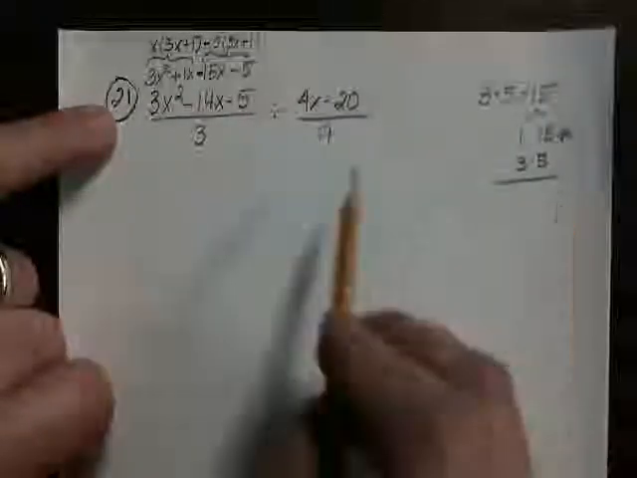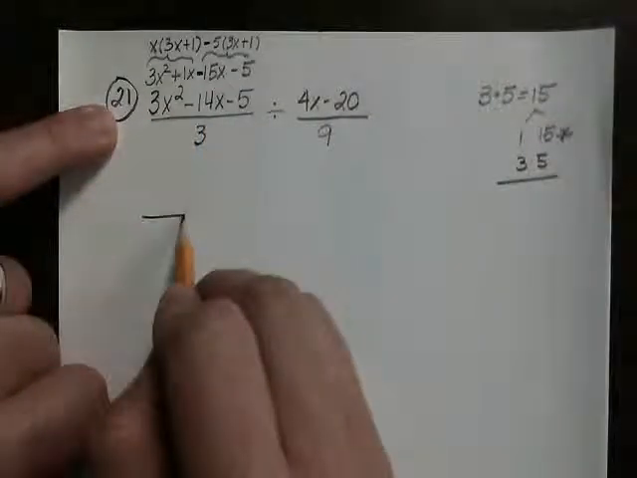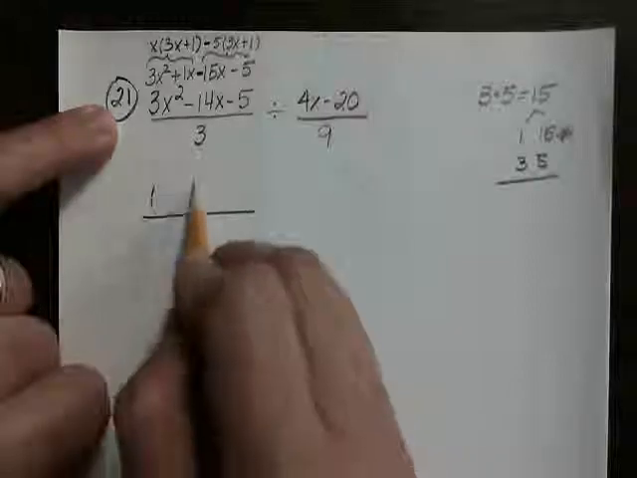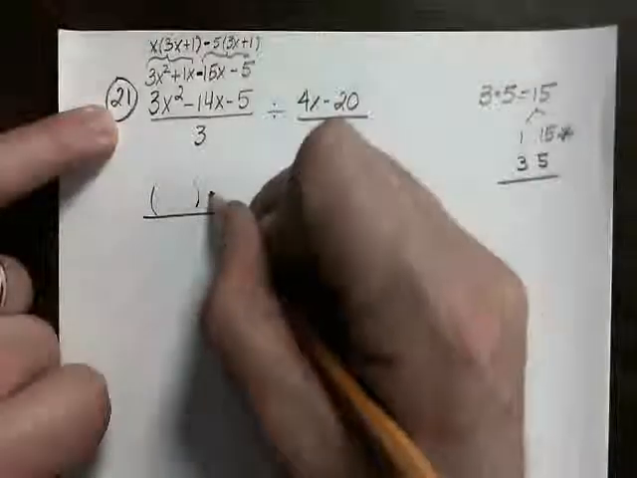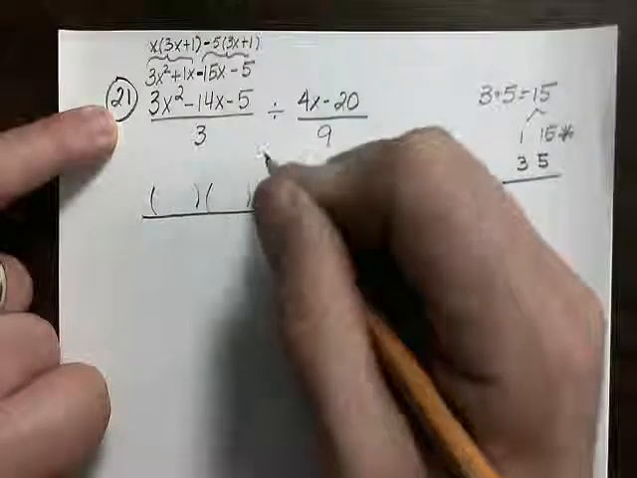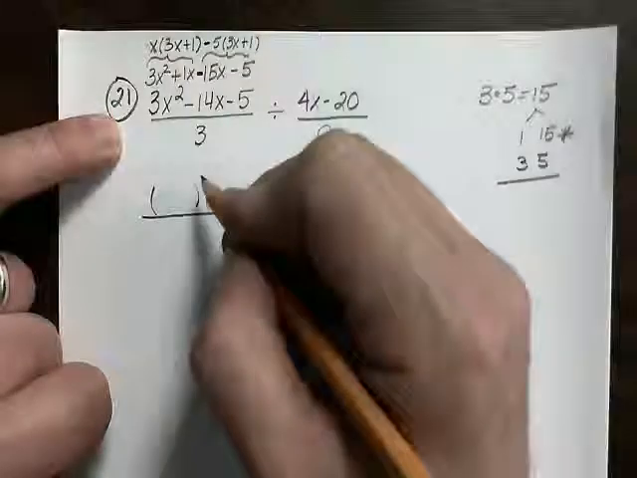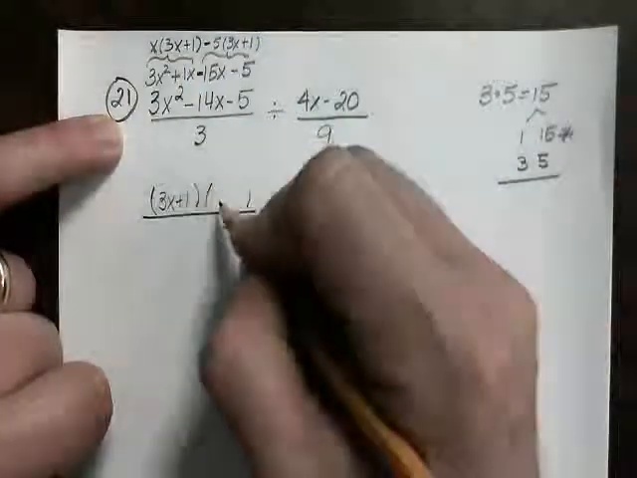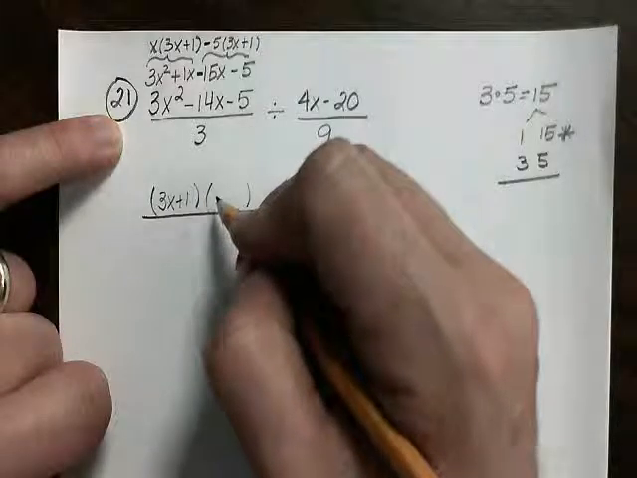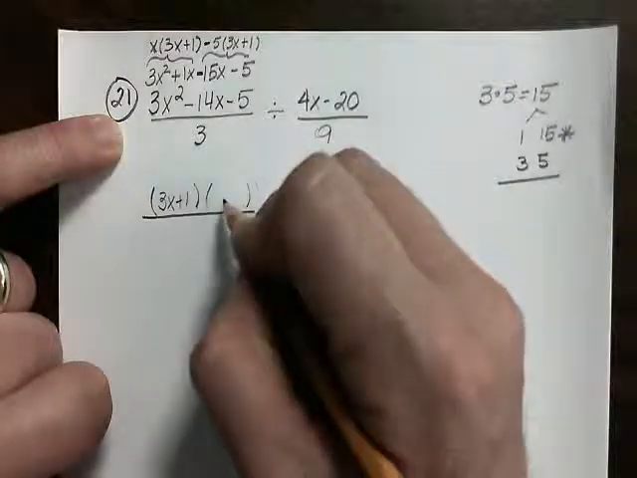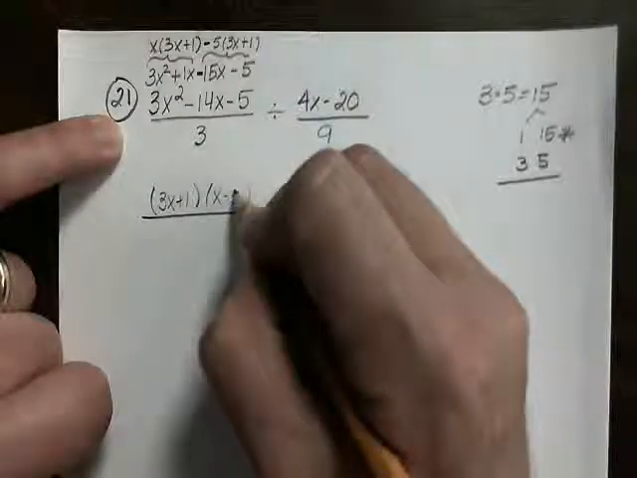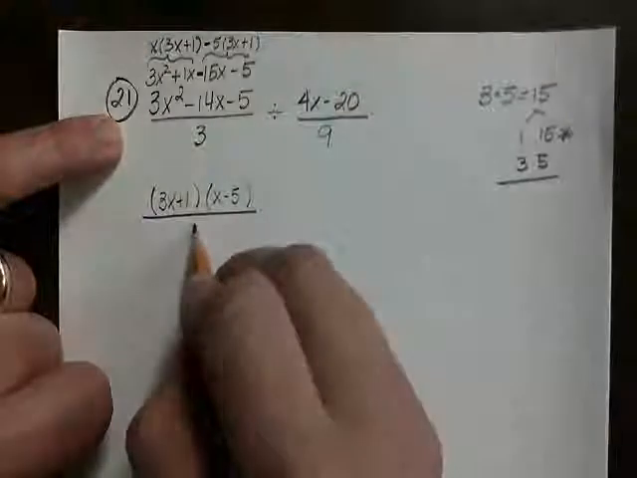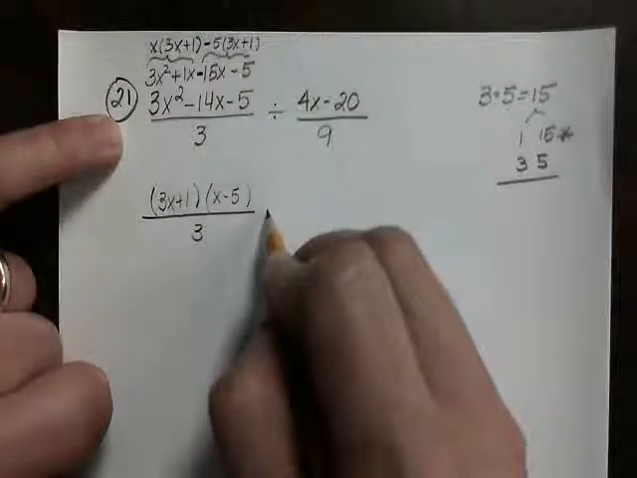Okay, now looking at this, I can come over here and write down two sets of parentheses. One is going to be 3x plus 1, and the other x minus 5. And on the bottom there's nothing I can factor.